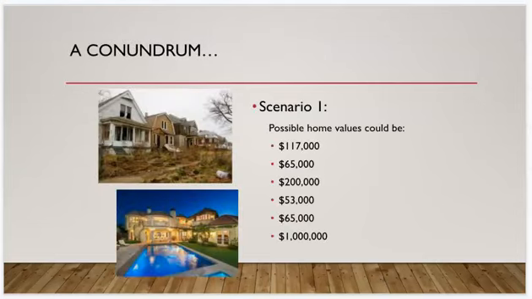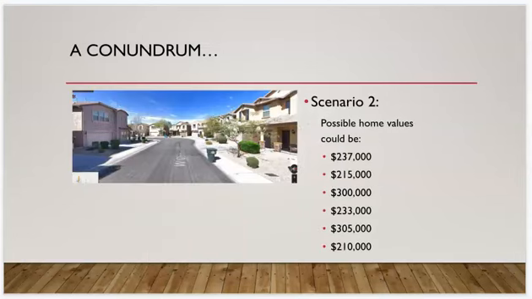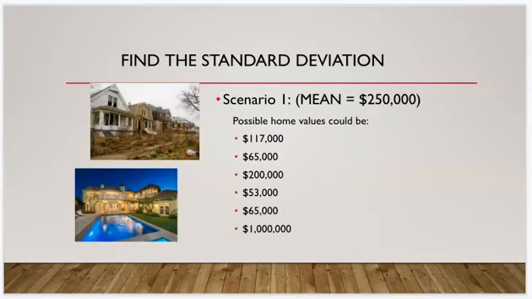Let's look at it in terms of the housing conundrum. So remember scenario 1? Here are our housing prices. And you can tell that one is very low at $53,000 and the other is very high at $1 million. And then scenario 2, where our housing prices are closer together, where they range from $210,000 to $305,000. So we find the mean in both scenario 1 and scenario 2 to be $250,000.